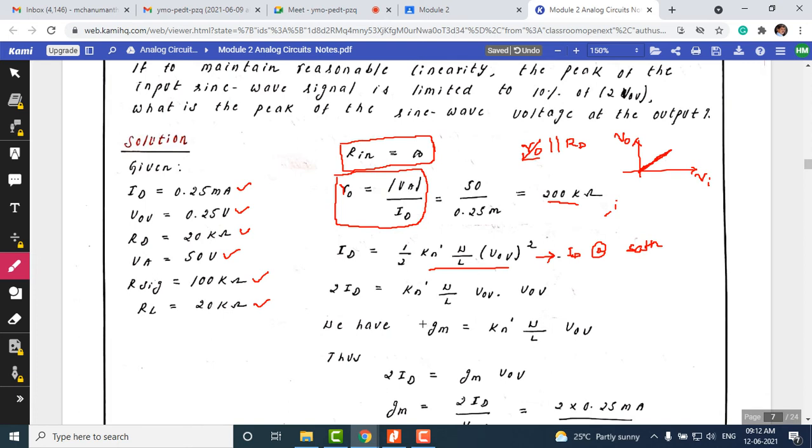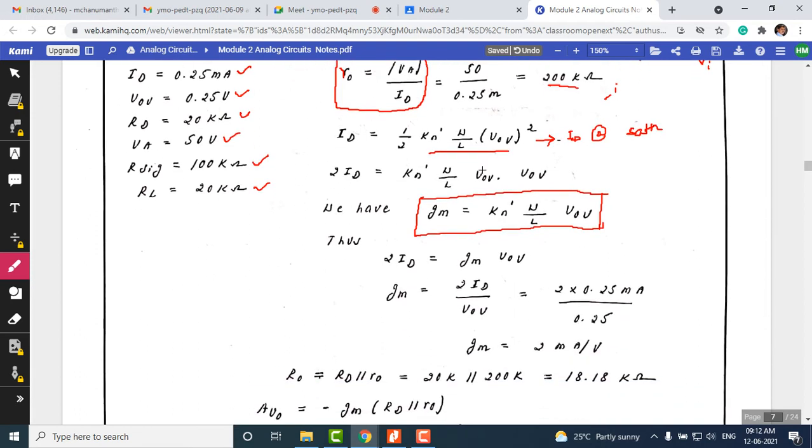And also we need to know the GM equation. We have discussed the GM equation many times. The GM equation is Kn dash into W by L into overdrive voltage. If you compare this equation, some part we can substitute here: Kn dash W by L into VOV can be substituted with GM. So 2 times ID on the left hand side is kept as it is, and in place of this we write GM, and the overdrive voltage is kept as it is.